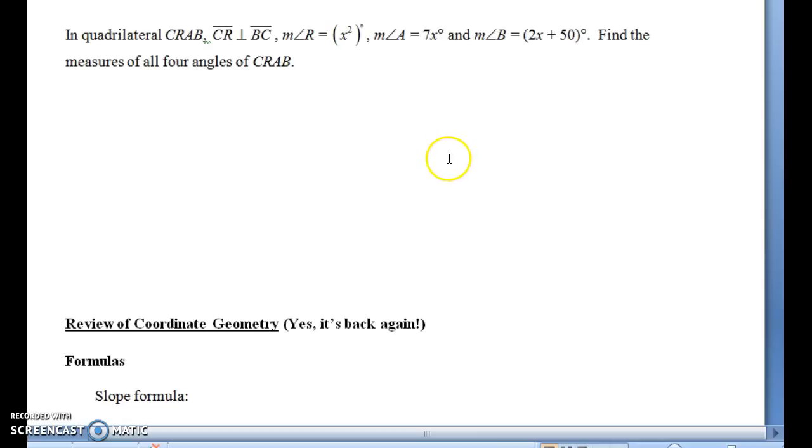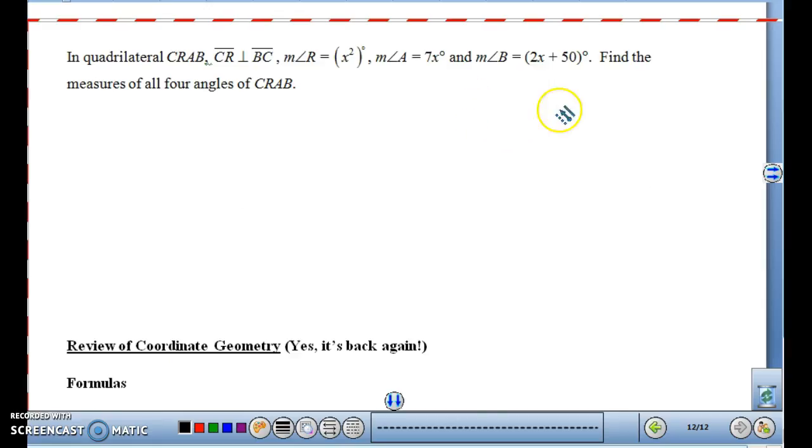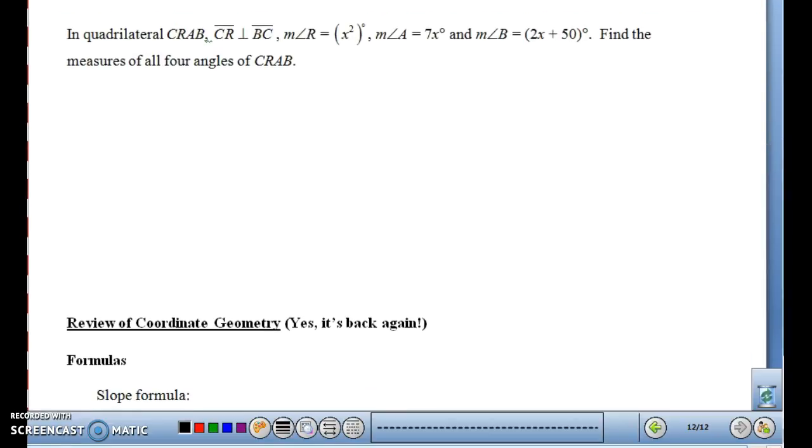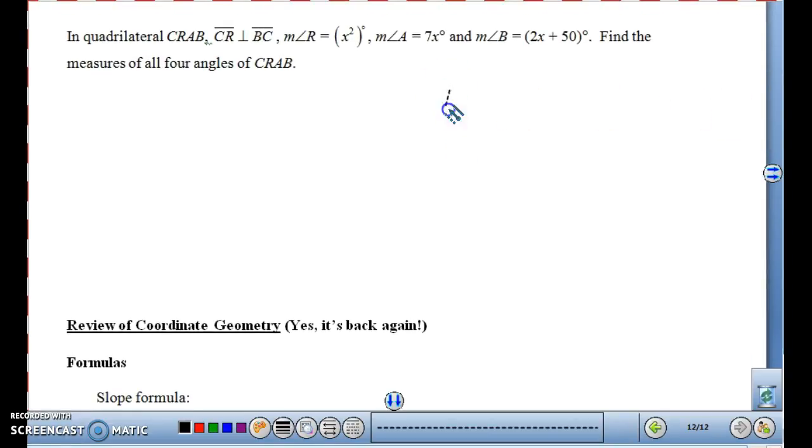Well, we don't know what this looks like exactly, we just know it's a four-sided figure. And we do know that CR is perpendicular to BC, which means what? Well, that means it makes a right angle. So if we draw CR and BC, let me draw a solid line. Okay, so CR and BC we know are perpendicular. So C is the common point, so C is going to be the right angle. I'm going to make this one R and this one B. You can make either one you want.